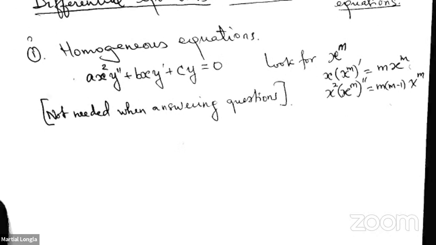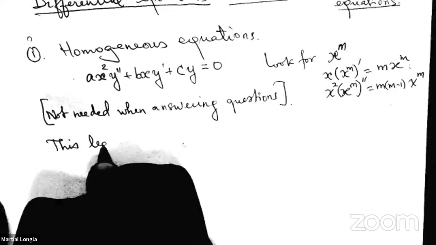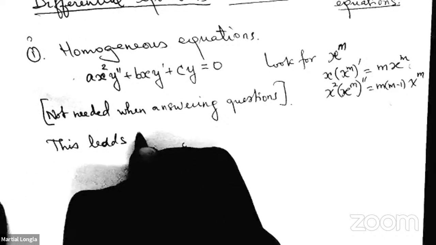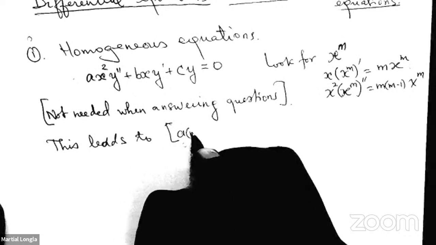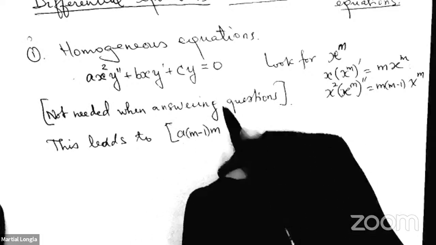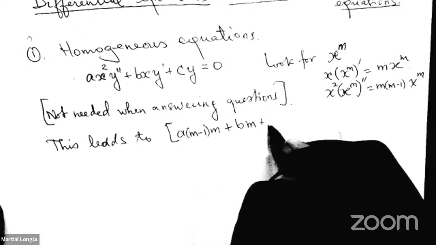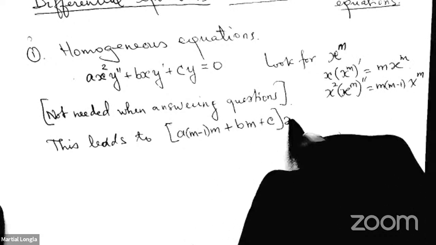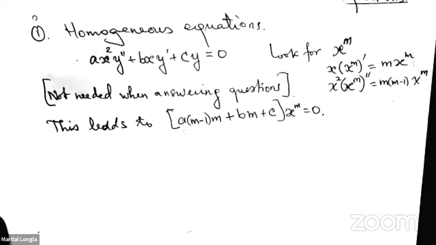So this leads to a m times m minus 1, plus b m, plus c, times x to the m equals 0. This is the thing, right?